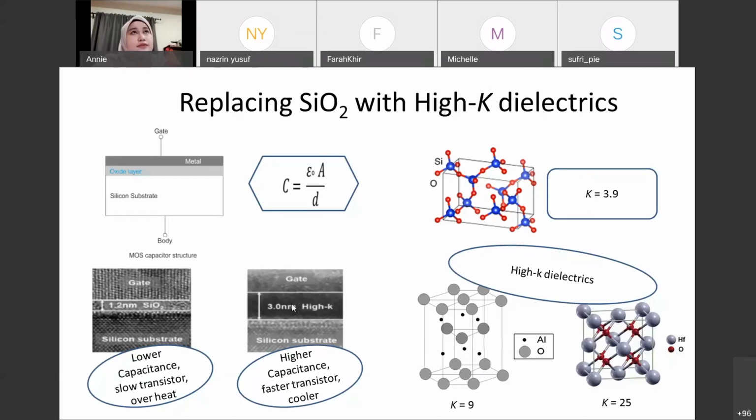The leakage current density can be reduced because my novel material, the aluminum hafnium oxide, has a higher K value. With higher K value, it has higher capacitance. And of course, with higher capacitance, we could have a faster transistor. And of course, it will reduce the leakage current.